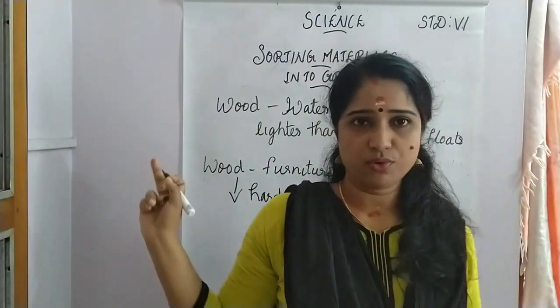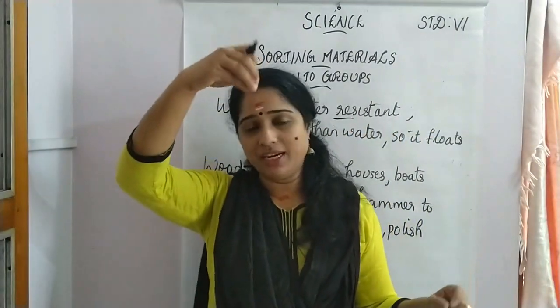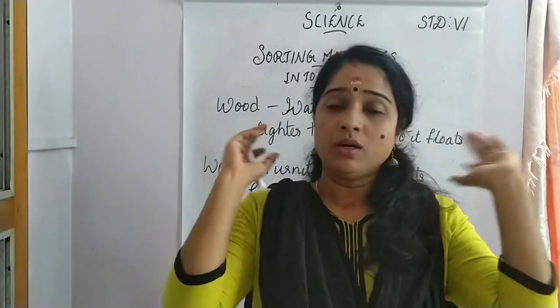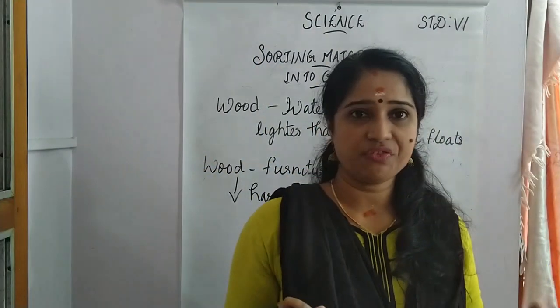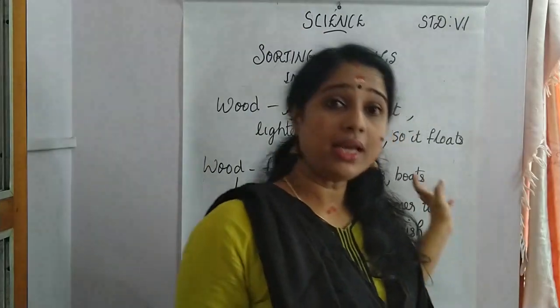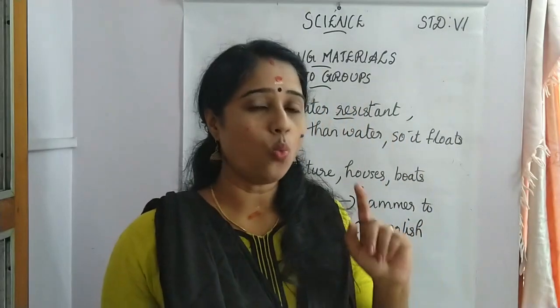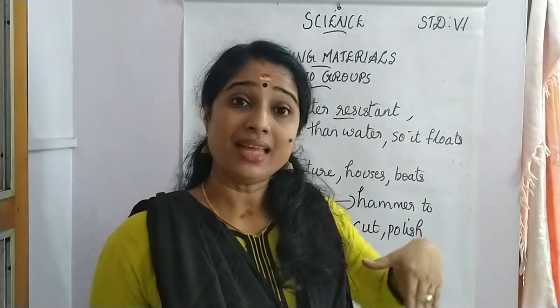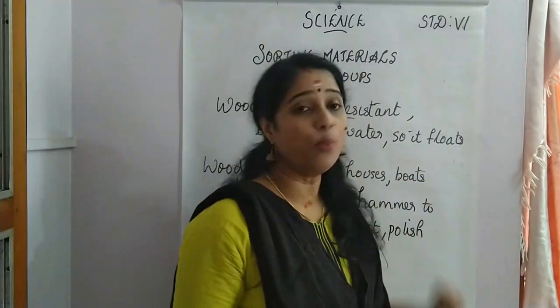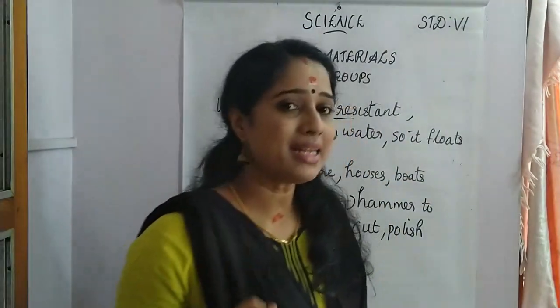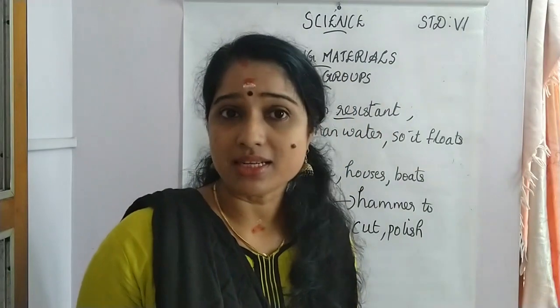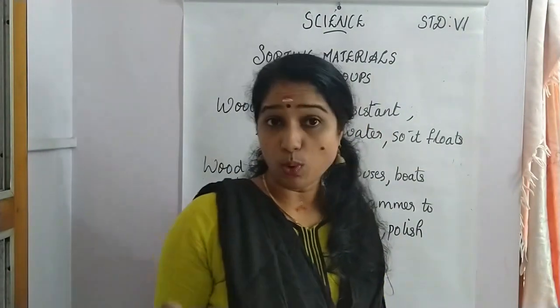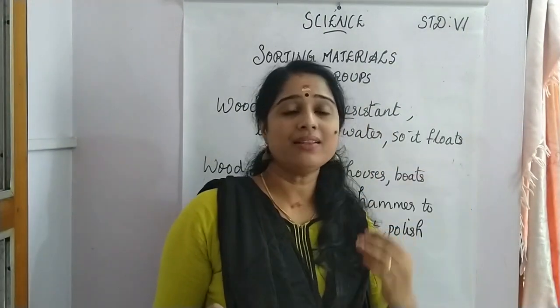You know the umbrella is waterproof, isn't it? If a hole is there, definitely water enters. Otherwise, no. The umbrella provides us protection from the rain. Similarly, the wood is water resistant, and it is used for making the boat. As wood is water resistant, because of that wood is used for making the boat. Not only that, wood is lighter than water.